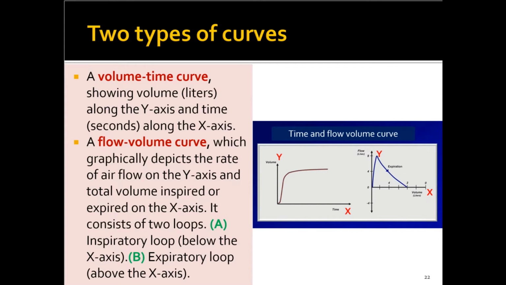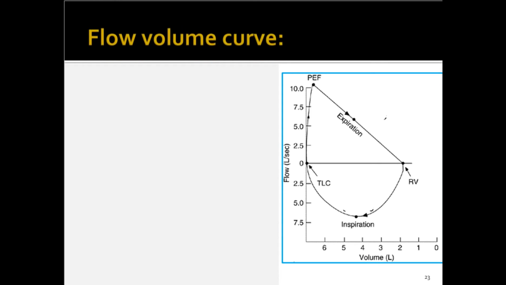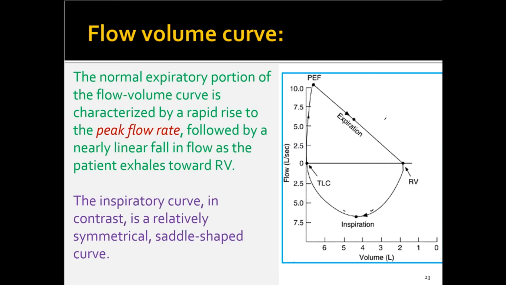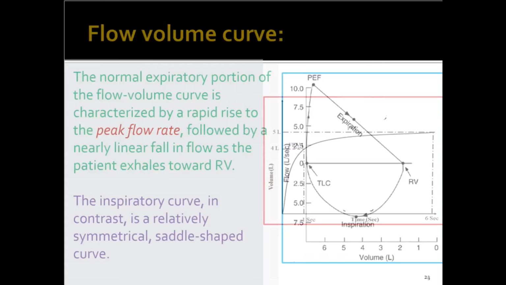A. Inspiratory loop, below the x-axis. B. Expiratory loop, above the x-axis. Flow volume curve: the normal expiratory portion of the flow volume curve is characterized by a rapid rise to the peak flow rate, followed by a nearly linear fall in flow as the patient exhales toward RV. The inspiratory curve, in contrast, is a relatively symmetrical, saddle-shaped curve.